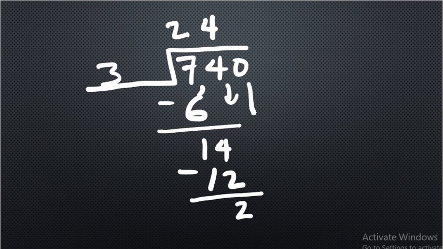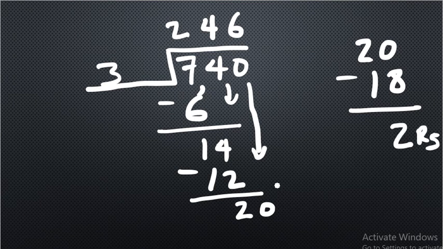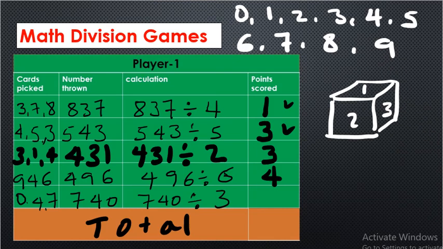Still, we didn't finish. Bring the next number, that is 0. Again, think of multiples of 3. Now we have 20. 20 is not a multiple of 3. But what is a multiple of 3 near to 20? That's 18. So 3 multiplied by what will give you 18? That is 6. Therefore, subtract. What is the difference? The difference is going to be 2. This is the remainder 5. So in my table, I'm going to write the number 2. I'll write number 2 here.